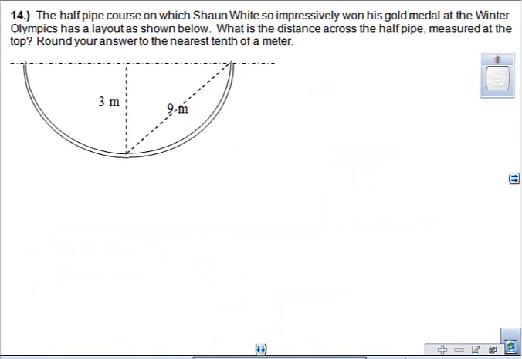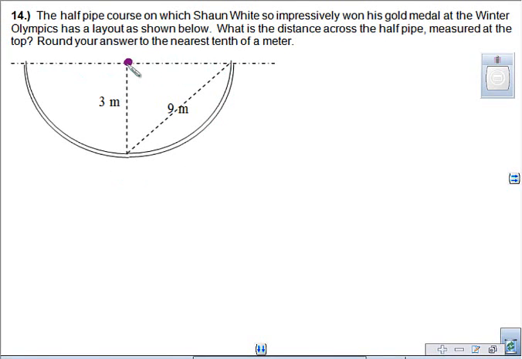This is the half-pipe course, which Shaun White so impressively won his gold medal at the Winter Olympics. The half-pipe course has a layout shown below. Okay, here it's showing the half-pipe course for the Winter Olympics, and they want to know the total distance across the half-pipe. Okay, and they want you to round your answer to the nearest tenth of a meter.